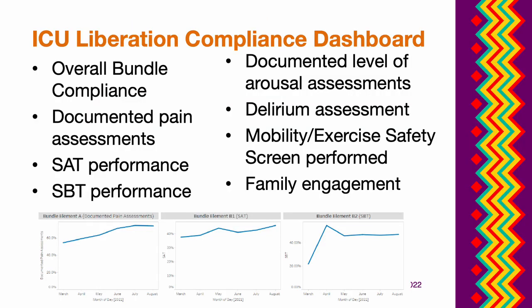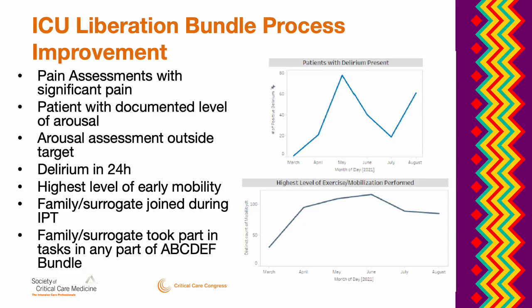So here's some examples of the compliance dashboard. So maybe it's overall bundle compliance, or how many pain assessments were documented, with the expectation being at least 6 pain assessments in 24 hours, SAT performance daily, SBT performance daily, documented level of arousal assessment, so at least 6 of those within a 24-hour period, delirium assessment, at least 2 of those daily, mobility and exercise safety screen performed, and lastly, family engagement.